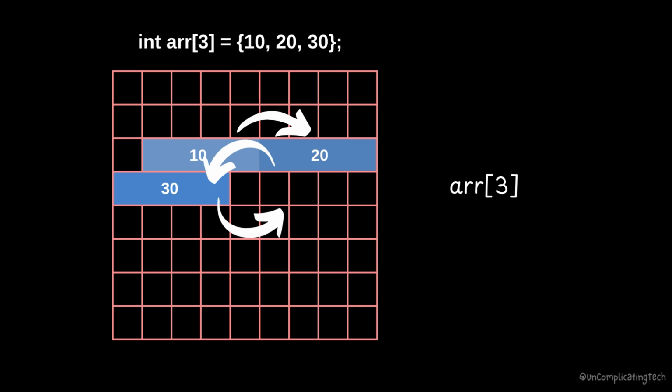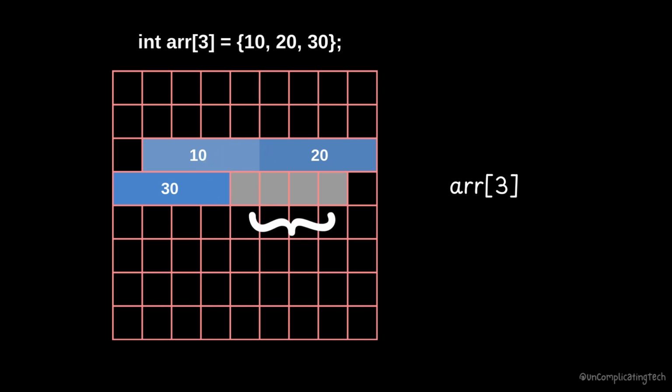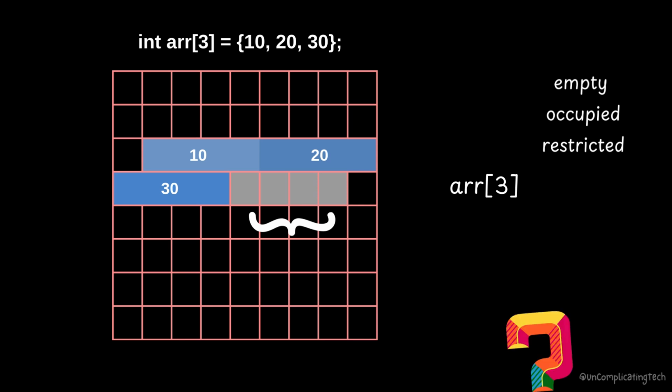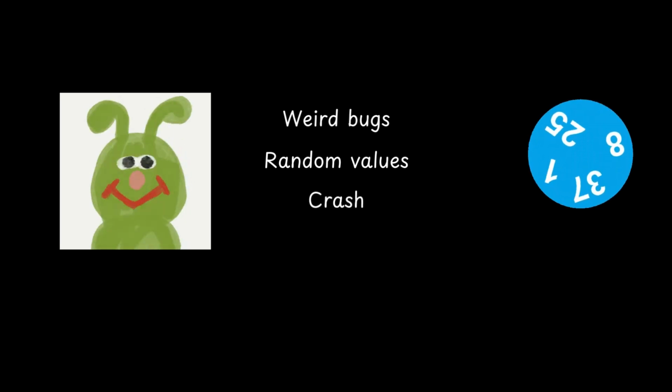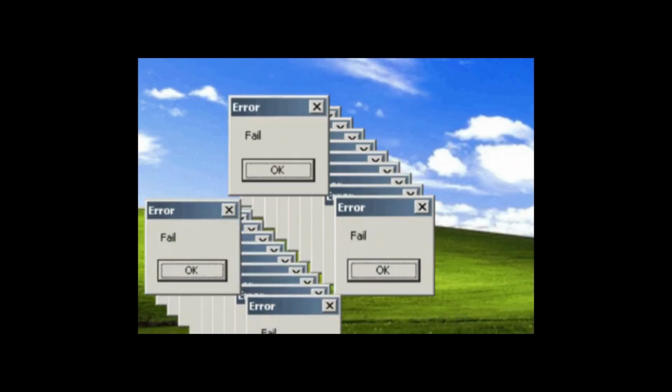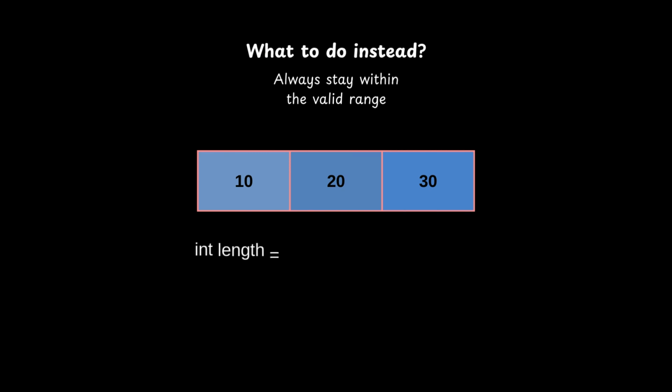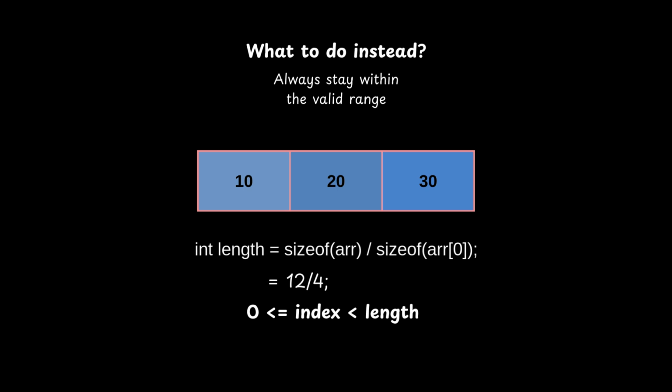So, it hops to a memory location outside your array. That new memory spot might be empty, used by another variable, or even restricted. And this is where things go wrong. This is called an out of bounds access, and it can cause weird bugs, random garbage values, or a full on crash sometimes. So, always stay within the valid range, in this case, from 0 to 2.